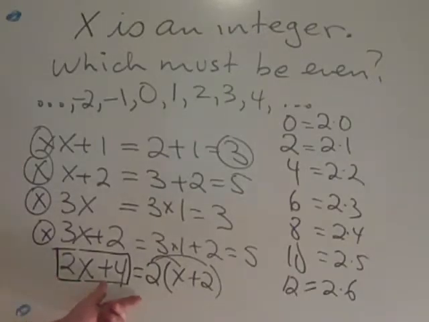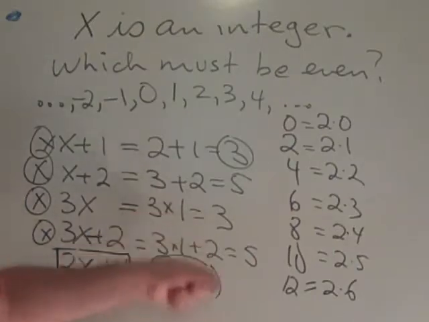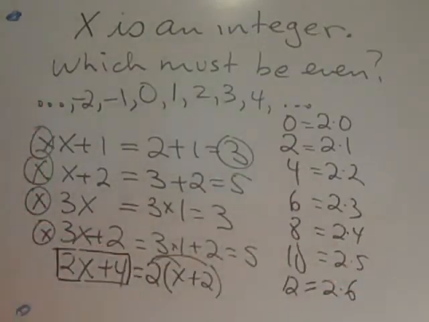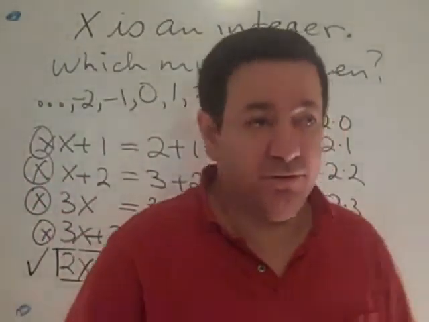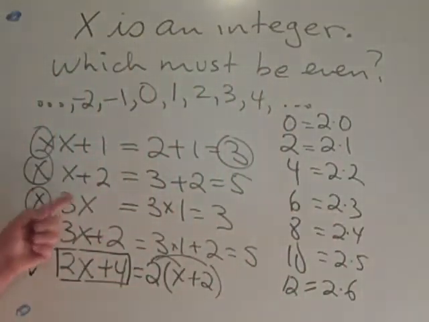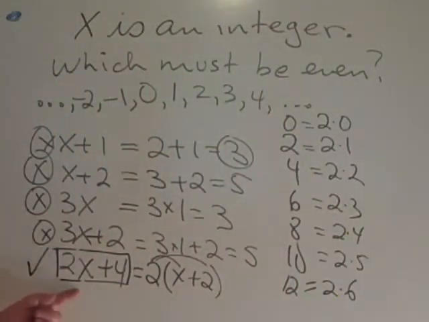You add 4. You add 2 and 2 again. Every time you add 2, odd even doesn't change. So if this is even and you add 4, it's even. This is the correct answer. We argued it 2 different ways. We argue that these can't be the answers, so it's this one. Then we argue that I can factor out a 2.